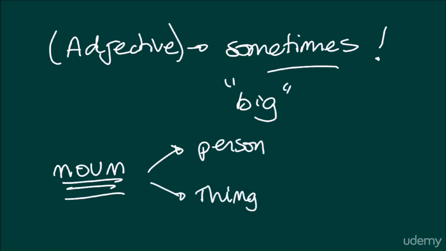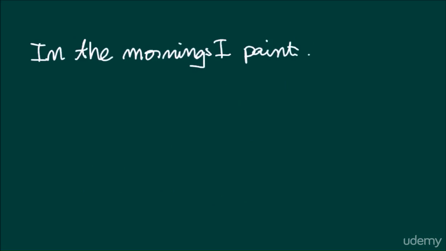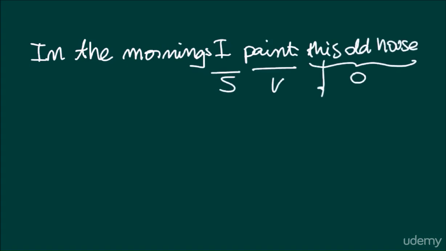Let's put this all together. In the morning, I paint this old house. I is the subject, paint is the verb, and the object has three parts. This is the article, old is the adjective, and house is the noun.